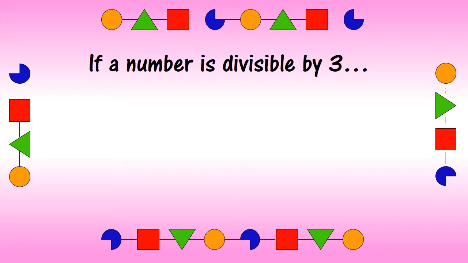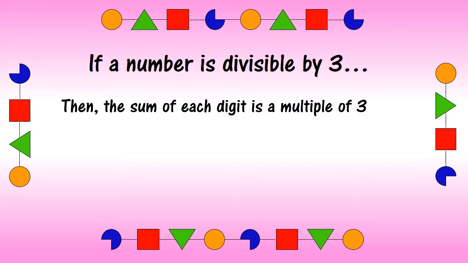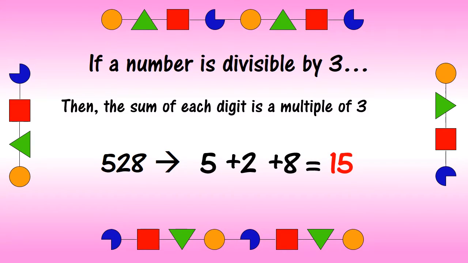Now that we know the rule of divisibility for 2, let's move to the rule of divisibility for 3. A number is divisible by 3 if the sum of all of the digits is divisible by 3. For example, let's look at 528. If we add up the digits, we get 5 plus 2 plus 8, which gives us 15. 15 is divisible by 3.